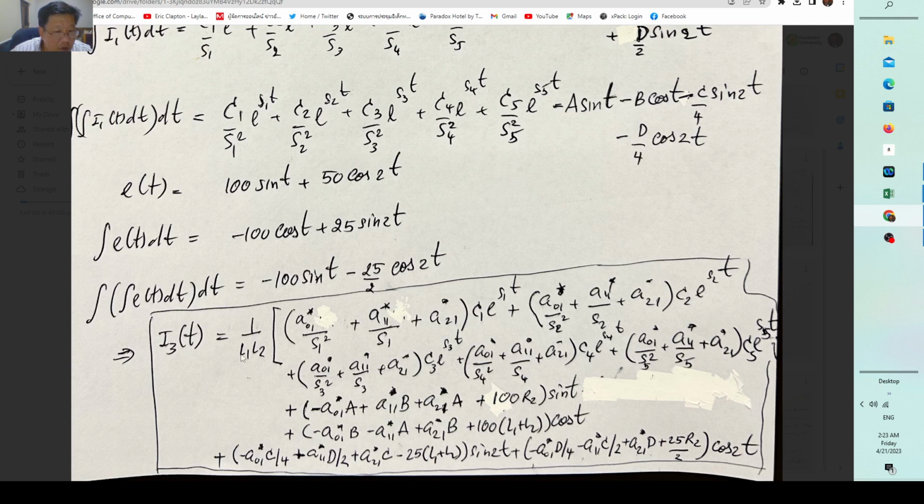And you can get all this because you know the values S1, S2, you know the coefficient values, you know all the characteristic equation roots S1 up to S5. And you already found A, B, C, D, and you know R2, L1, L2. So all this you can substitute to become numerical values. So this is a good example for you to move on to the next slide.